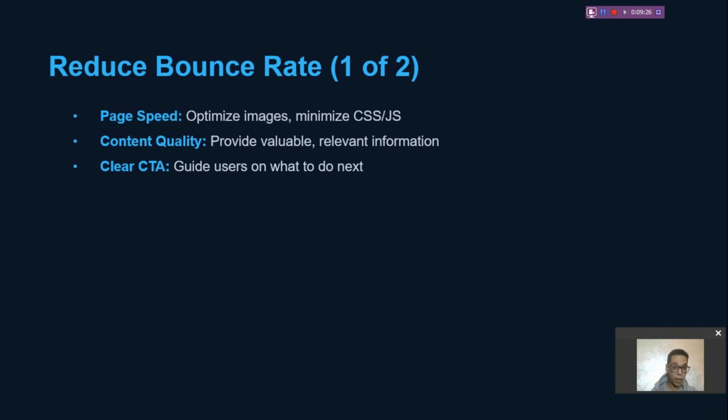Number three, to reduce the bounce rate, is to have a clear call to action. Guide users on what to do next. When you have an article, product page or something, try to add a call to action at the bottom, or add, for example, an image between paragraphs, or a sidebar, so you can grab people's attention to click or move on to another page.